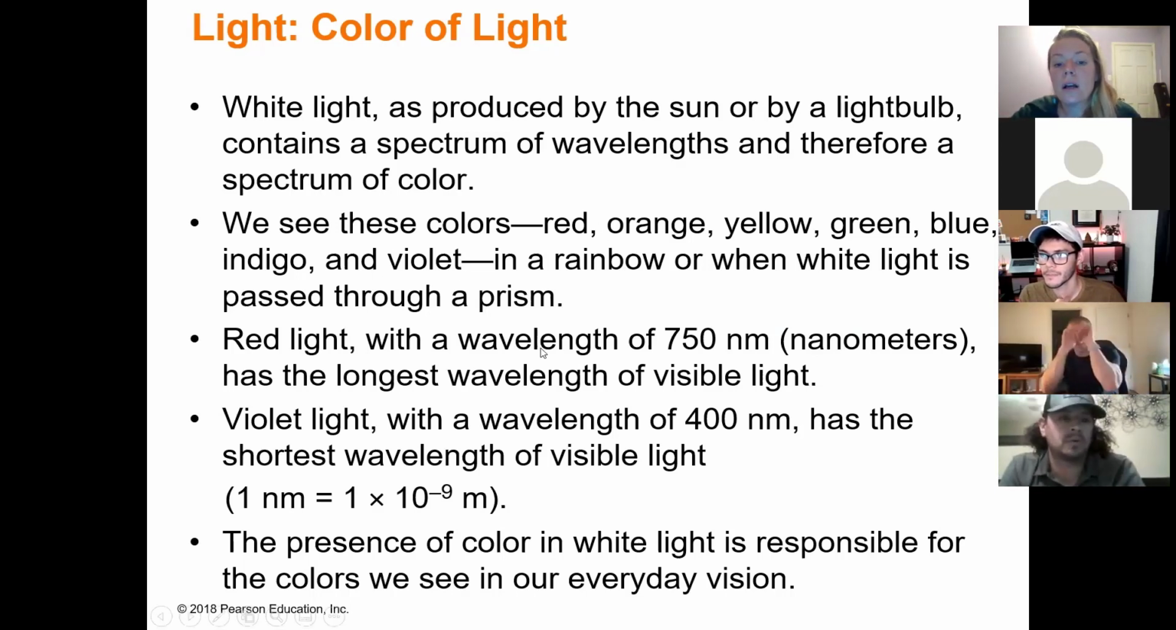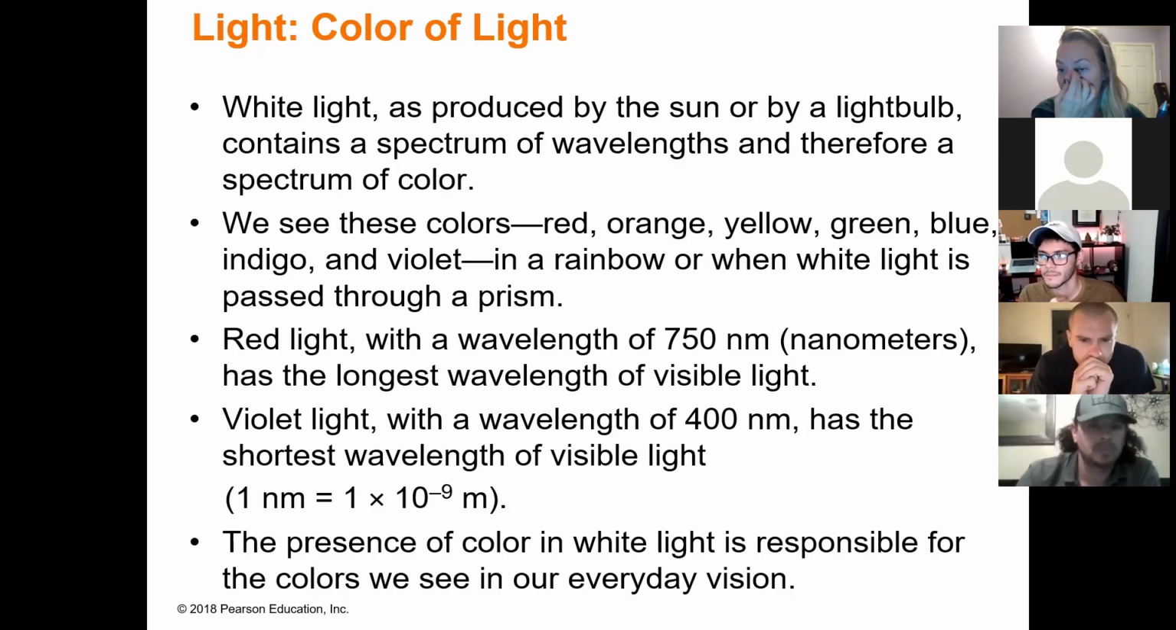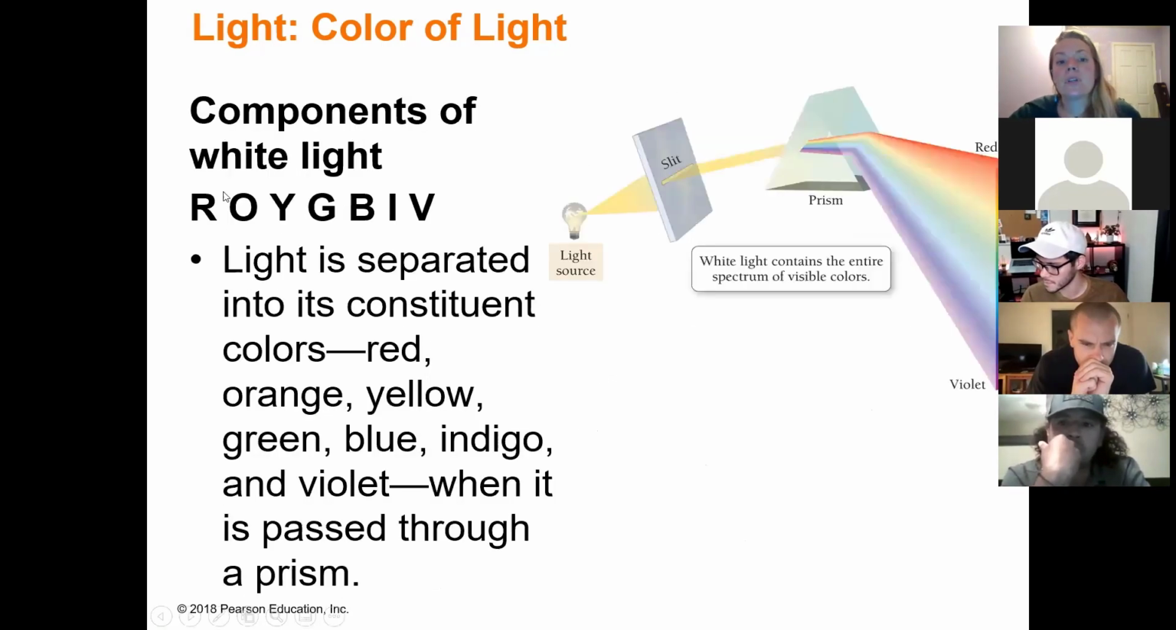The longest wavelength is going to be red light, which is 750 nanometers. You don't need to know the exact nanometers or anything like that, but you do want to know their relative ordering. So longer red light, shorter violet light. Violet light is at about 400 nanometers. They're within the same magnitude, right? 750, 400, within the same magnitude. They're not that far away from each other. This is a very small distance. A nanometer is 1 × 10 to the -9.